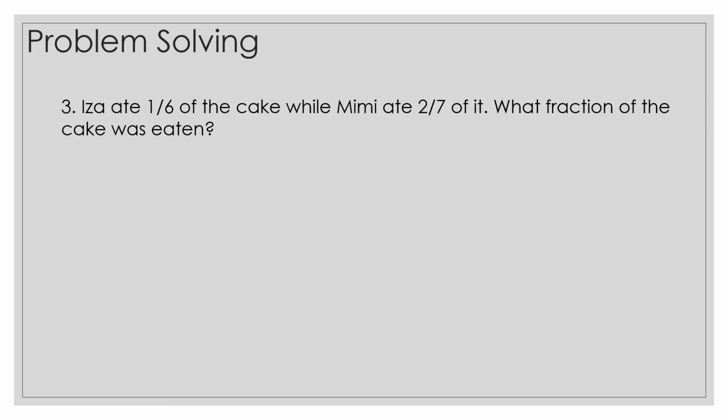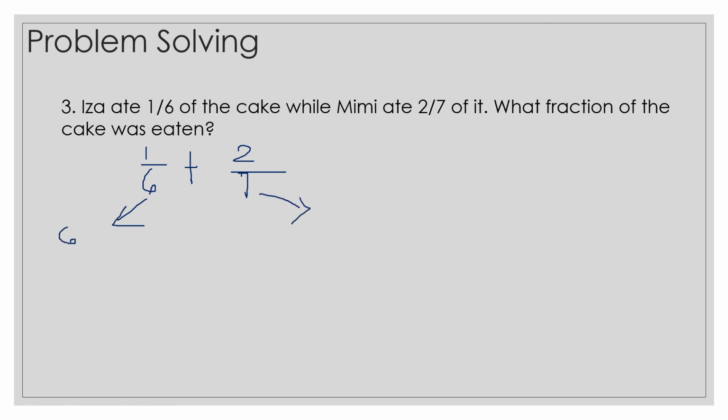Problem number 3. Again, you can pause your video. Let us check. Isa ate 1 over 6 of the cake while Mimi ate 2 over 7 of it. What fraction of the cake was eaten? Again, write the mathematical expression. That will be 1 over 6 plus 2 over 7. So we have here dissimilar fractions. Get the LCD. So the multiples of 6 and 7 should be determined first.